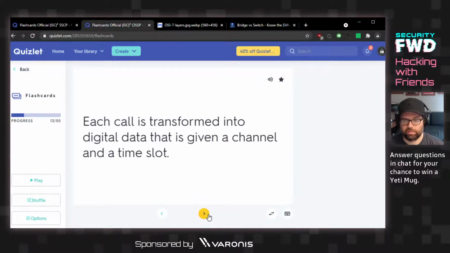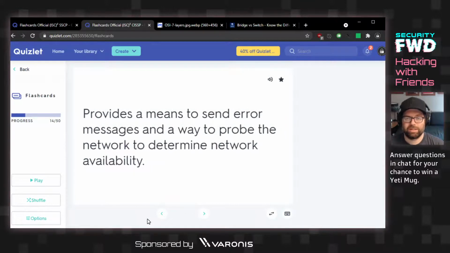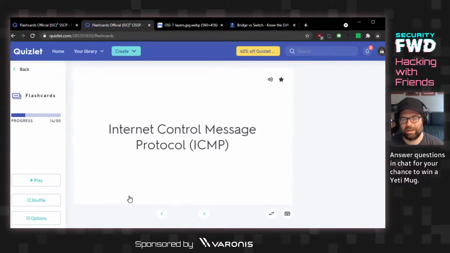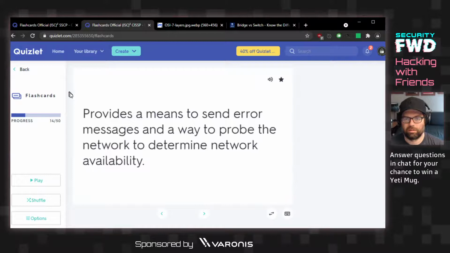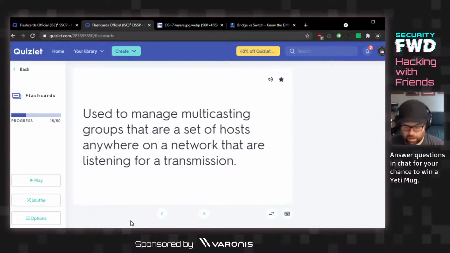So, all right. Provides a means to send error messages and a way to probe the network to determine network availability. I believe this is what ping is based on, which is ICMP. Yeah, ICMP. Send error messages and we're going to probe the network. All right. Check the time. All right.